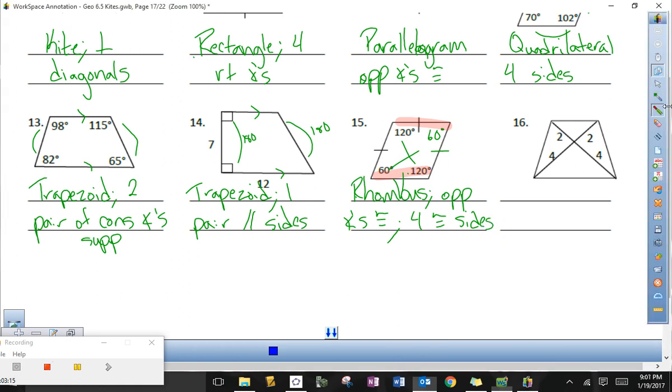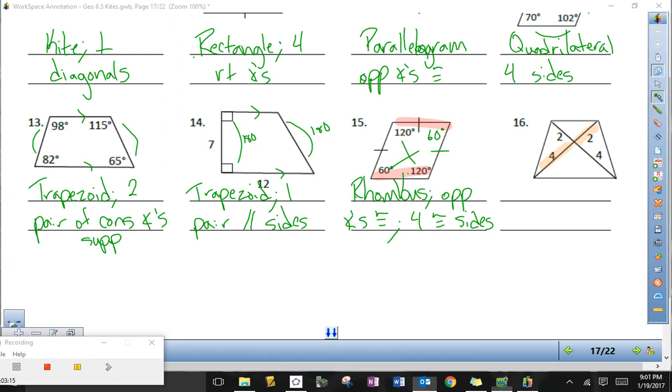16, diagonals are marked. Okay, so we're looking for three possible things: bisectors, congruent, or perpendicular. Well, perpendicular can't be because I don't see a right angle marked, and I don't care how close to a right angle it looks. If it's not marked, we don't know. So I'm going to check bisectors next.